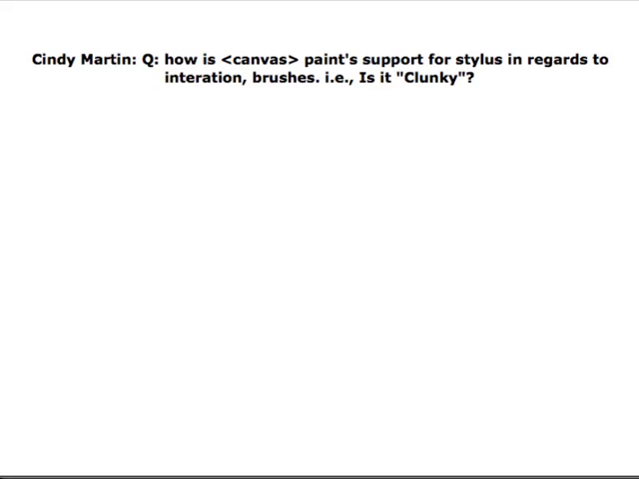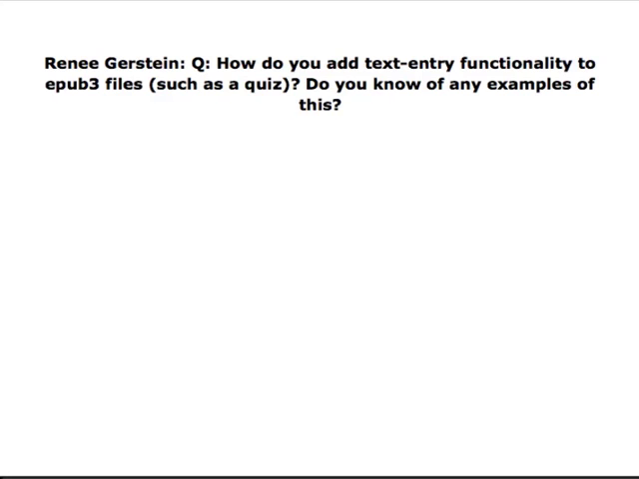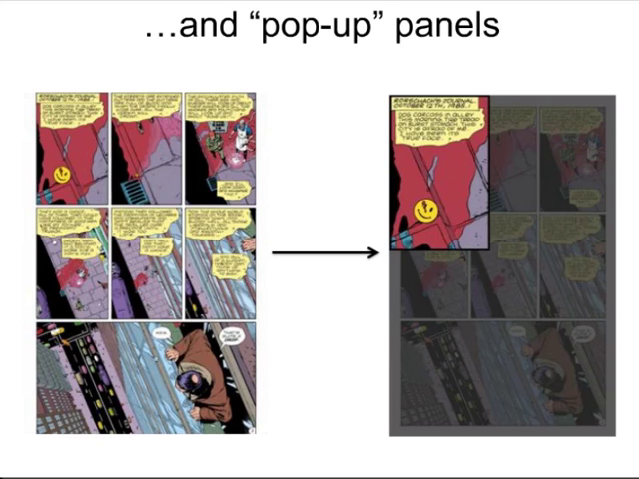Great. Renee asks, how do you add text entry functionality to EPUB 3 files, such as a quiz? Do you know of any examples of this? To be honest, I don't know of any examples offhand of it being done, but the way you would do it is most likely, hold on one second, let me go. Sorry, I'm having trouble with the slides advancing properly.